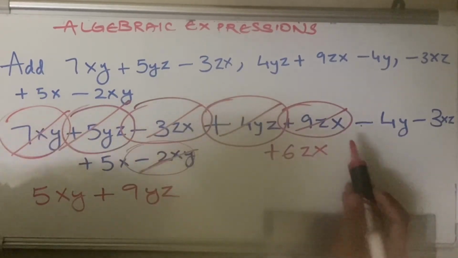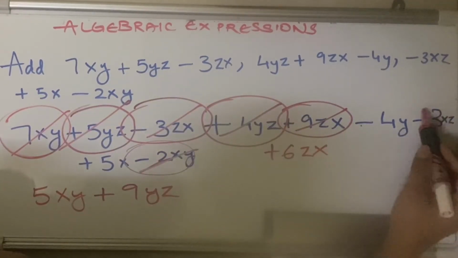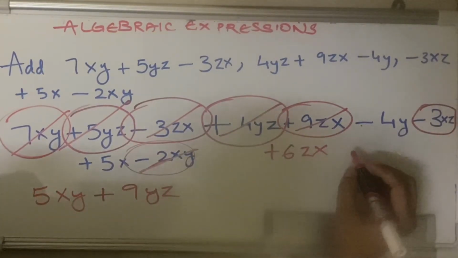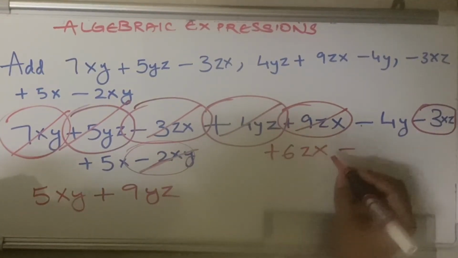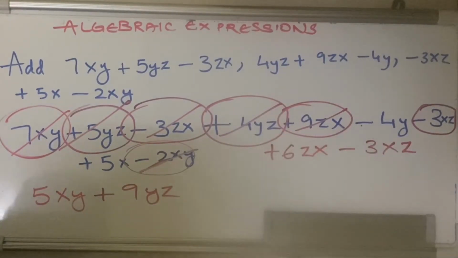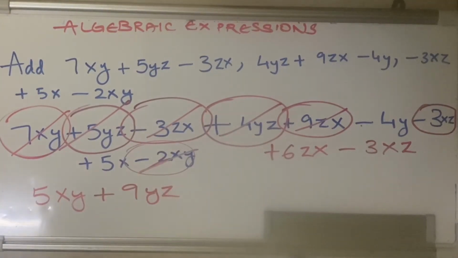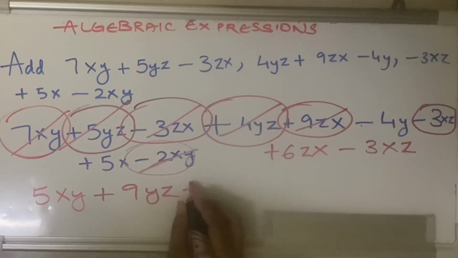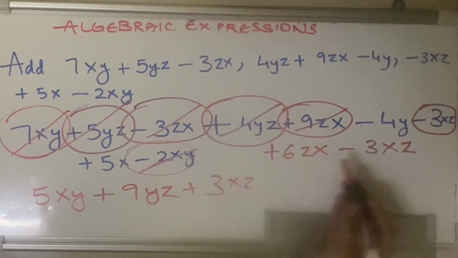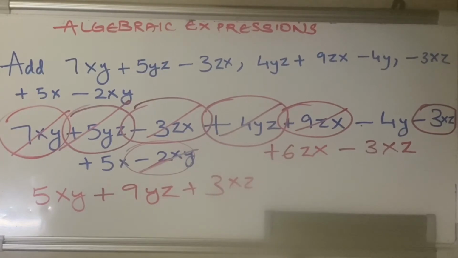Let me check whether I have zx again. So here I have one more zx, xz, zx, it is same, right? So I have again plus 6zx and minus 3xz or zx. So I have to solve this as well. So 6 minus 3 would be 3, plus 3xz, because here 6 is the biggest number and sign of 6 is positive, which goes to the answer as well.